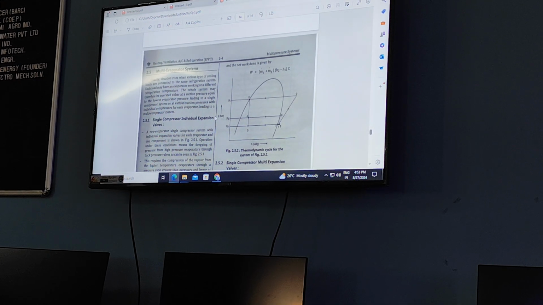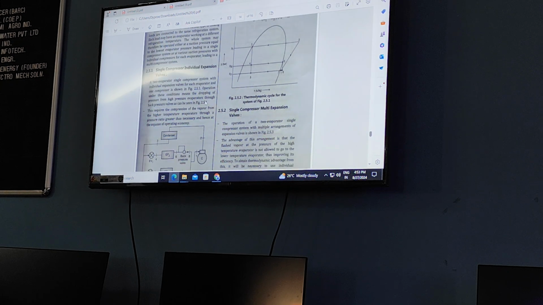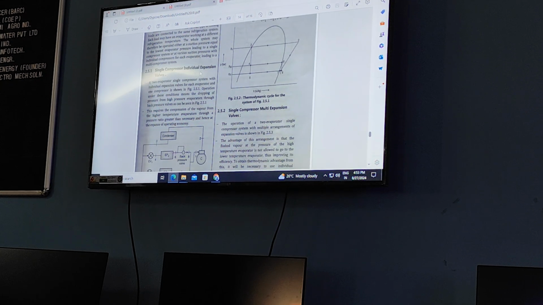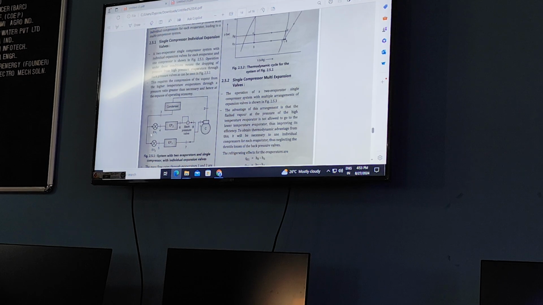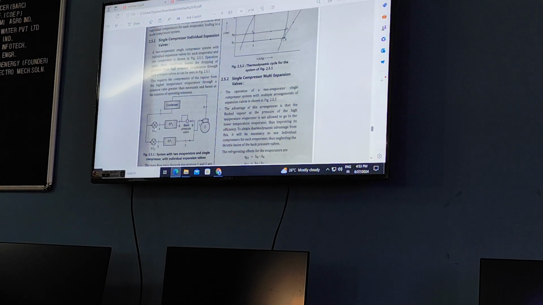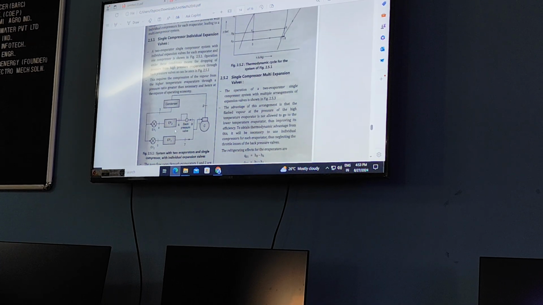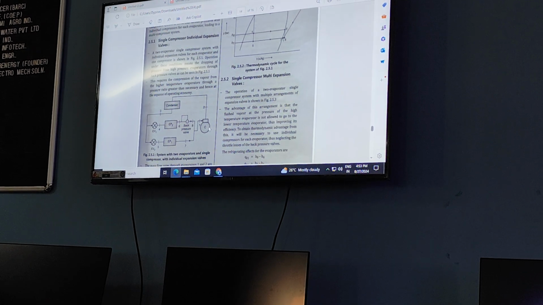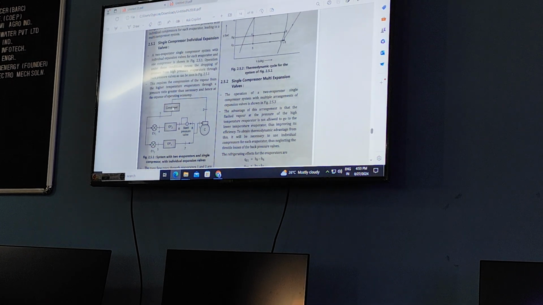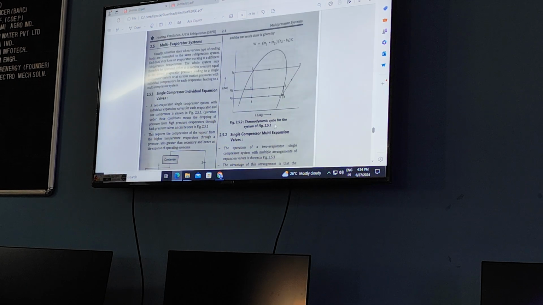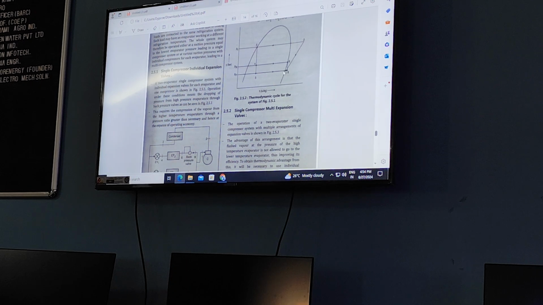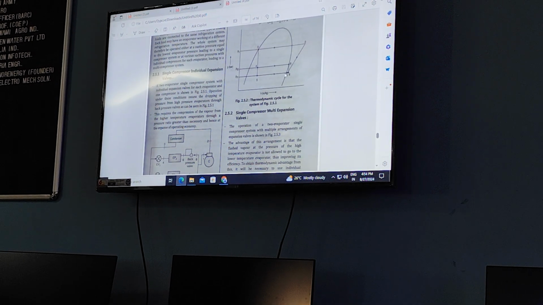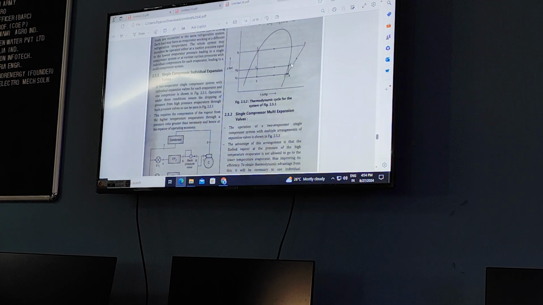Now here in the multi-evaporator system, first a single compressor and individual expansion valves. The compressor is single, and expansion is individual, meaning a separate expansion valve for each evaporator. After compression it is sent to the condenser. Look here, all of you. 5 to 7 is the first evaporator, and 4 to 6 is the second evaporator.